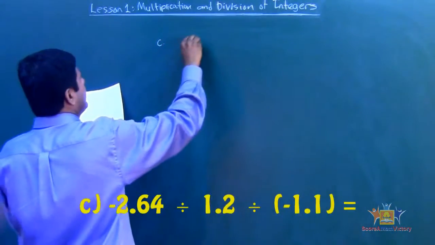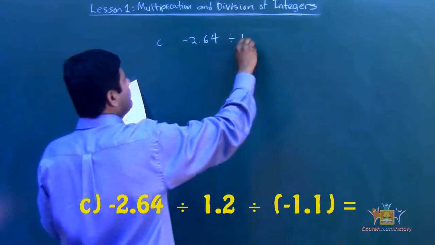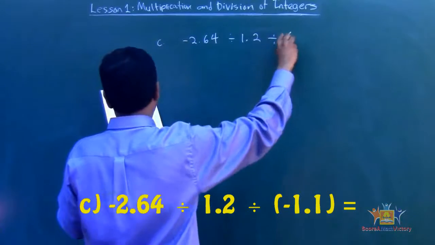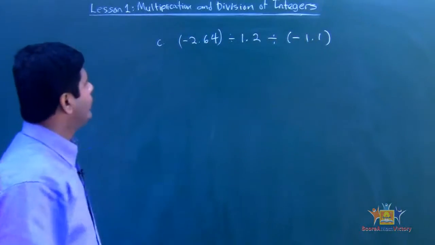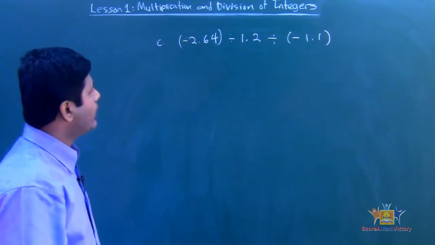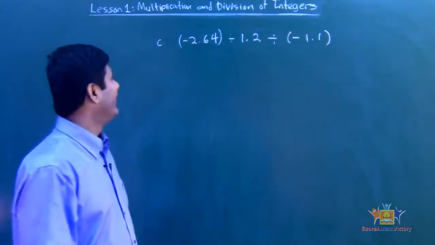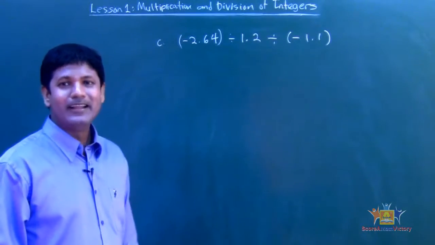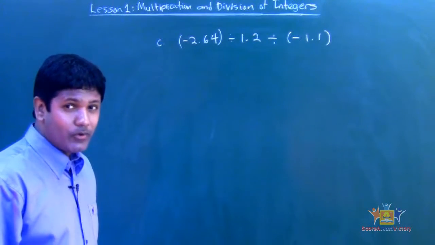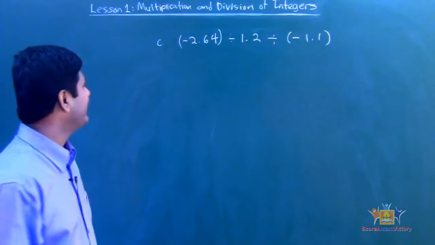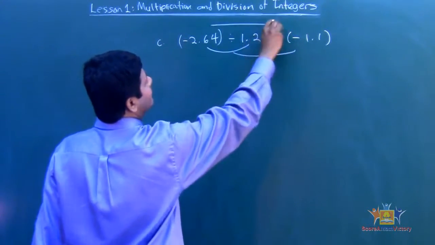C is given as negative 2.64 divided by 1.2 divided by negative 1.1. Alright, so negative 2.64, we're dividing it by 1.2 divided by negative 1.1. You got 3 decimals and they both are dividing. So what is our first step ought to be? Exactly, pairing method. We're going to do this first and then that. In other words, we're going to use left to right method.